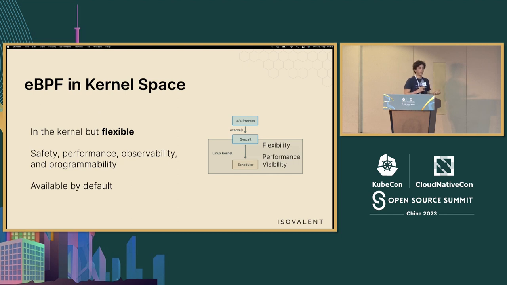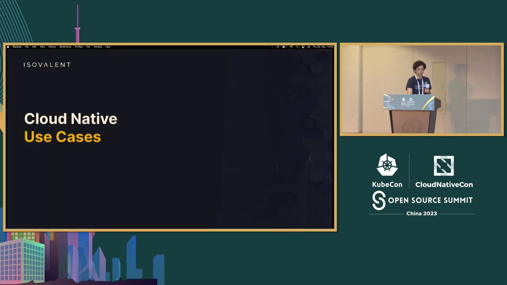So what eBPF does by moving into kernel space is it allows you to use all the benefits around performance and visibility that the Linux kernel has, but now finally add in that flexibility aspect and speed up the innovation cycle and make eBPF ready for the cloud native world. So it provides safety, performance, observability, programmability into this 30-year-old technology. And the great thing is now eBPF is available on most kernels that people are running in production.